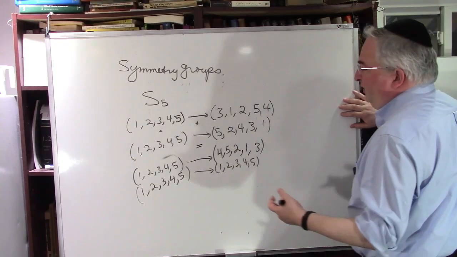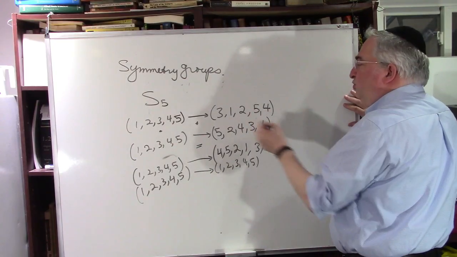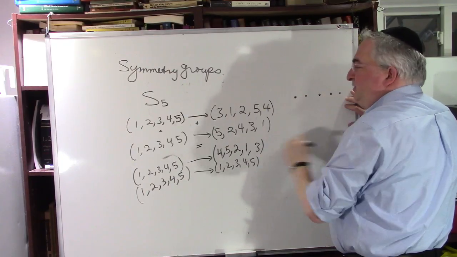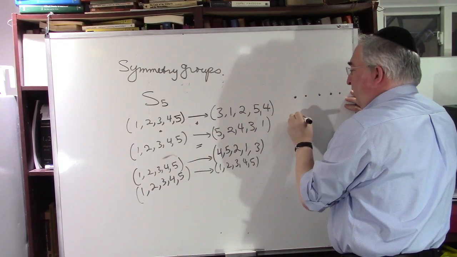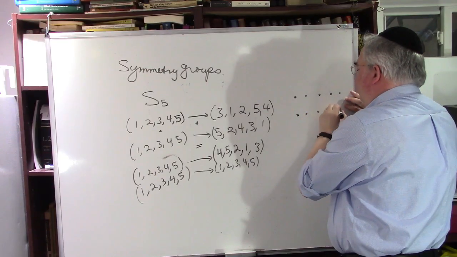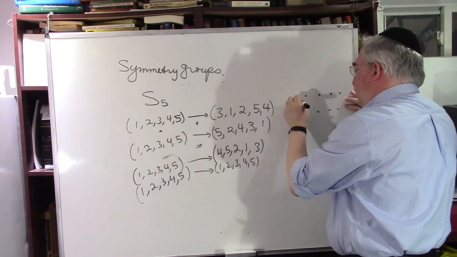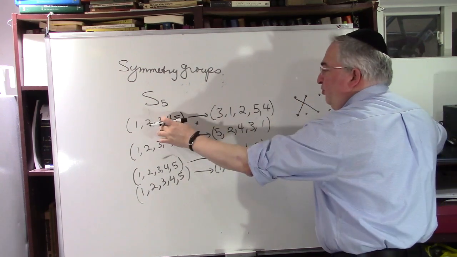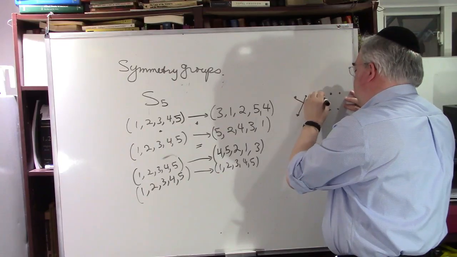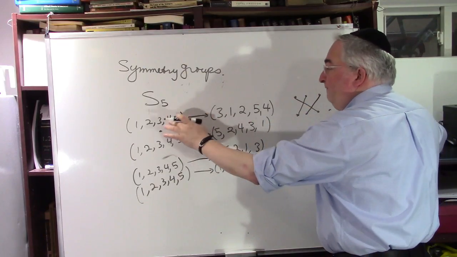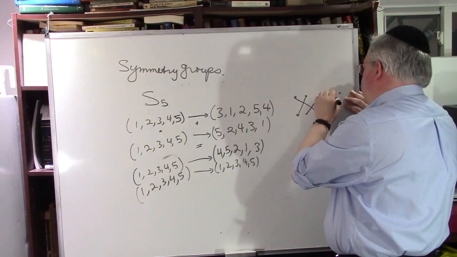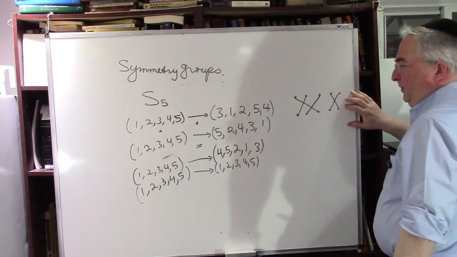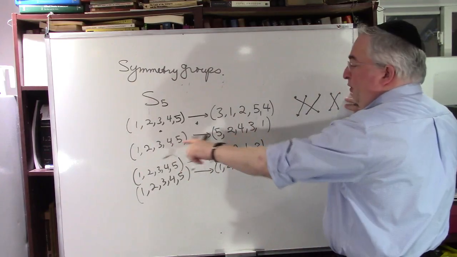The pretty part of this is you can make a nice graphic way of doing this. So you have 5 dots, and you have another 5 dots. Okay, 1 goes to 3, so that's like that. 2 goes to 1, that's like that. 3 goes to 2. That's like that. 4 goes to 5. That's like that. 5 goes to 4.